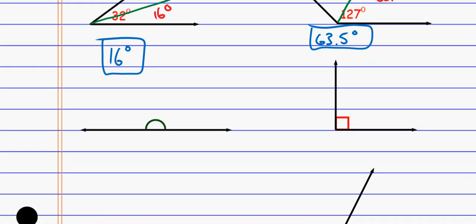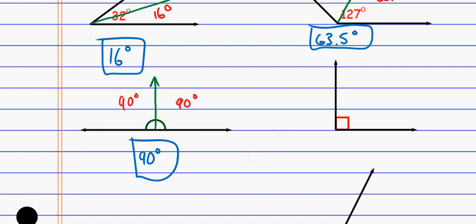If I look at this one, same kind of thing. I want to split this into two congruent, two equal pieces. So to draw the angle bisector on this one, I need to split this up. And since this is a straight angle, since this is a line, it's 180 degrees. So if I split that into two equal pieces, each would have to be 90 degrees. Okay? So the angle needed to draw the angle bisector is a 90-degree angle.